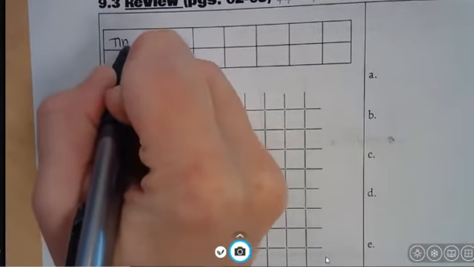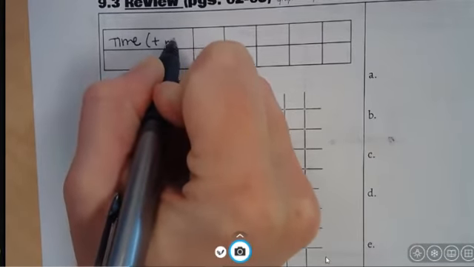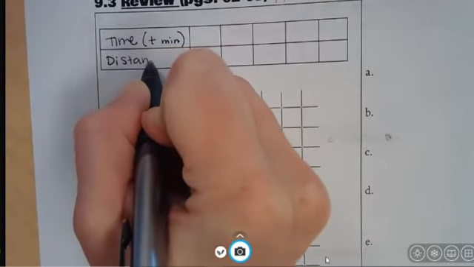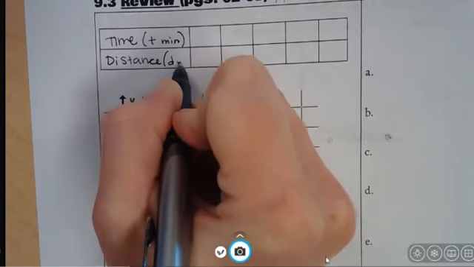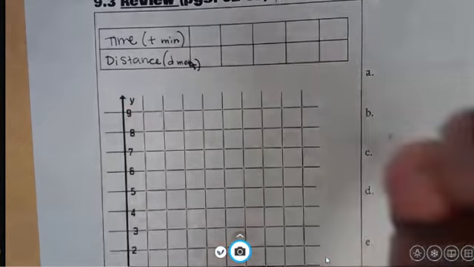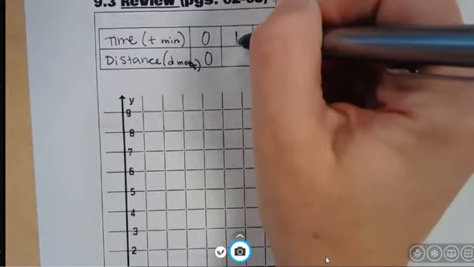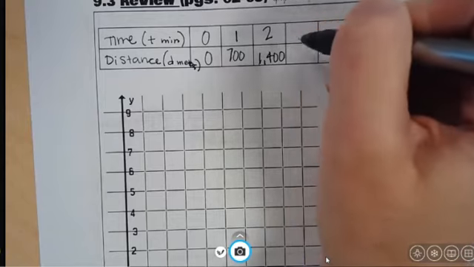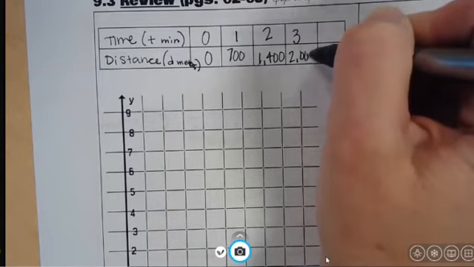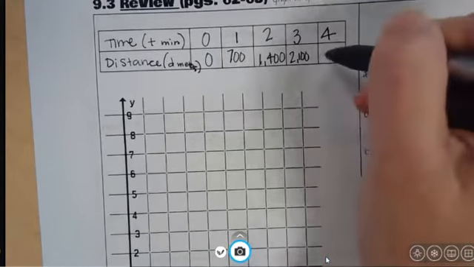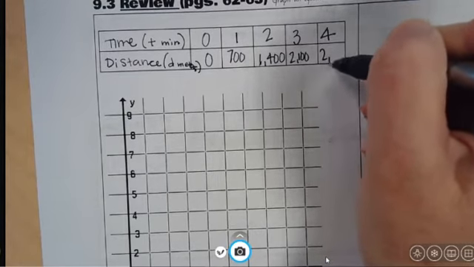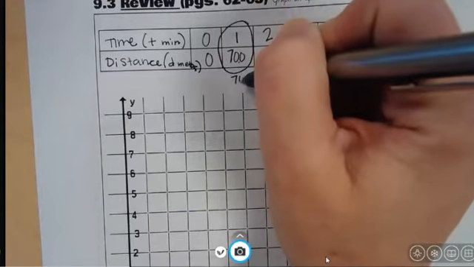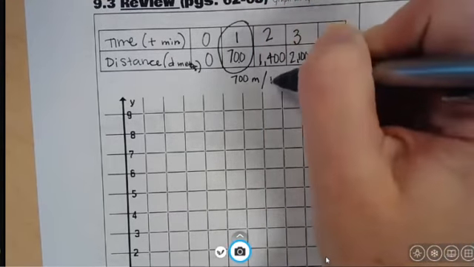So then you can see that we have the chart. There's time, which is t minutes, and distance, which is d, in meters. You can see they have 0 and 0, and then 1 and 700, 2 and 1,400, 3 and 2,100, 4 and 2,800. So you can see our unit rate right here of 700 meters per minute.